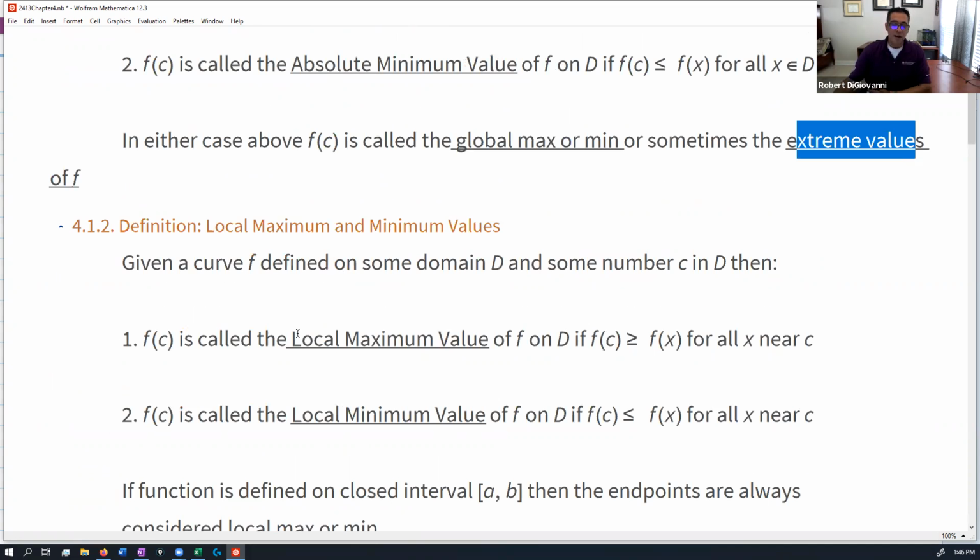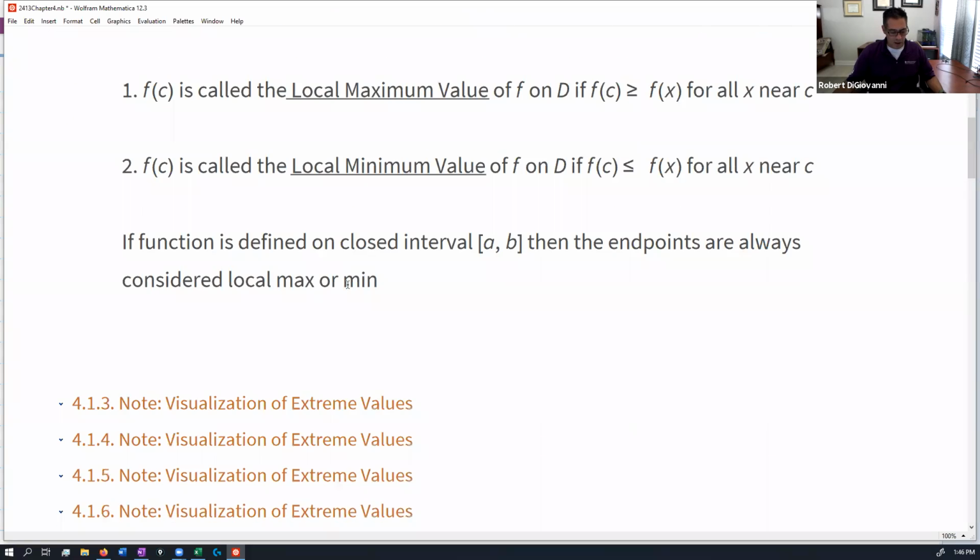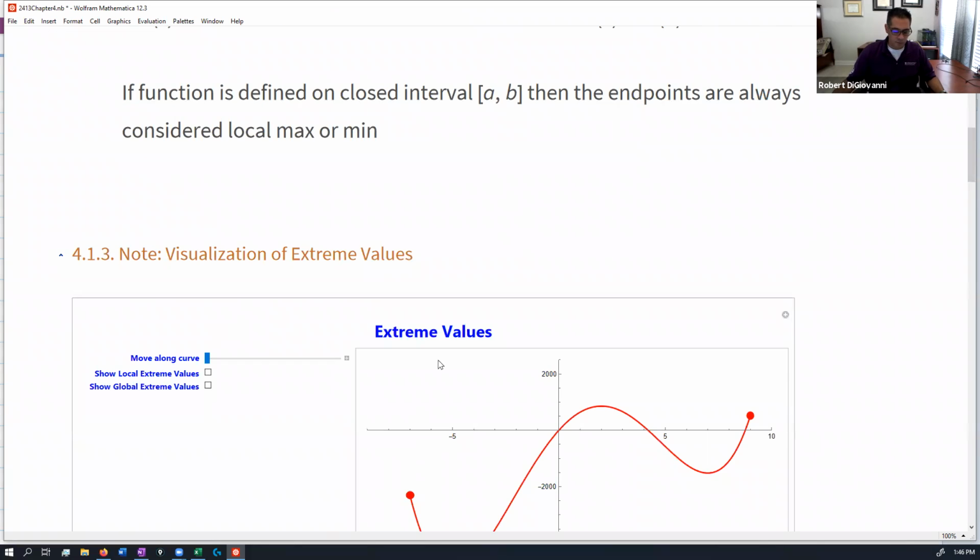Now that's different than a local maximum or minimum. A local maximum or minimum is the same idea. Local max is the king of a hill. Local min is the lowest point in the valley. But you're only looking locally within that one particular hill or that one particular valley. You don't care about what's happening everywhere else. It's locally the highest and lowest points. So let's take a look at a picture.